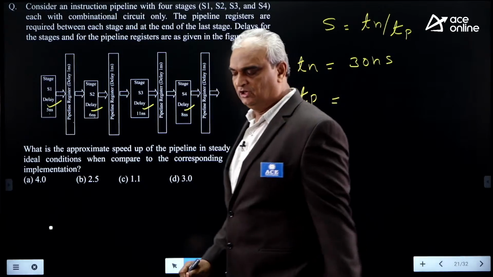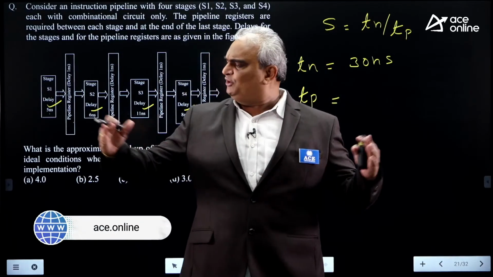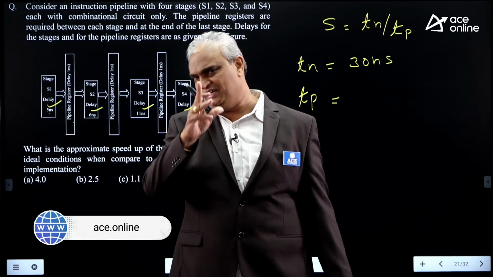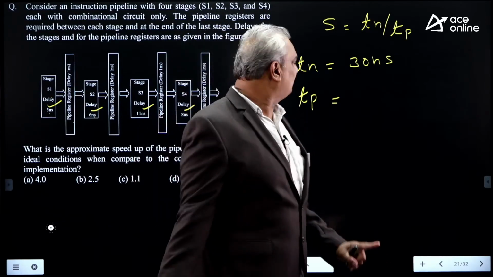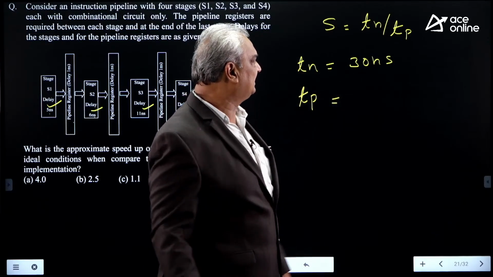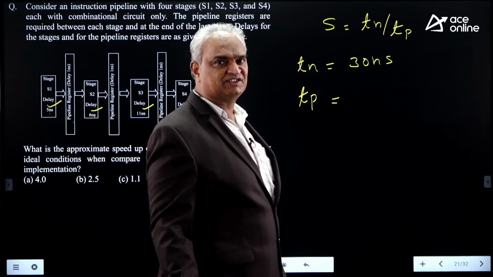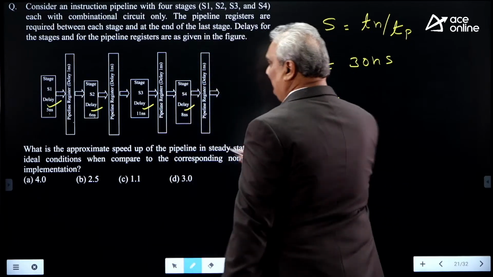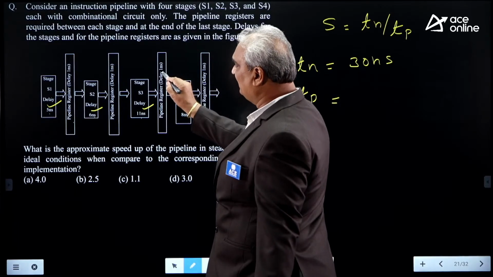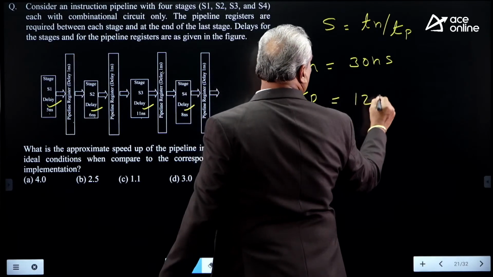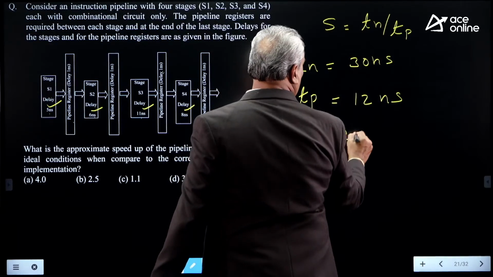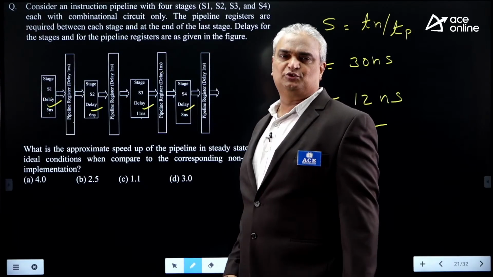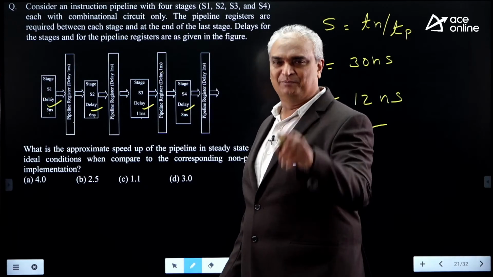What is Tp? Pipeline time. You remember one thing: while executing a large number of instructions, one segment time is sufficient to execute one instruction. Here, Tn per one instruction is 30 nanoseconds. What is Tp per one instruction? One of the longest delays. How much is it? 11. And at the same time, 1 nanosecond for the register means 12 nanoseconds. So what about speed up? 2.5. So the pipeline processor is 2.5 times faster than the non-pipeline processor.